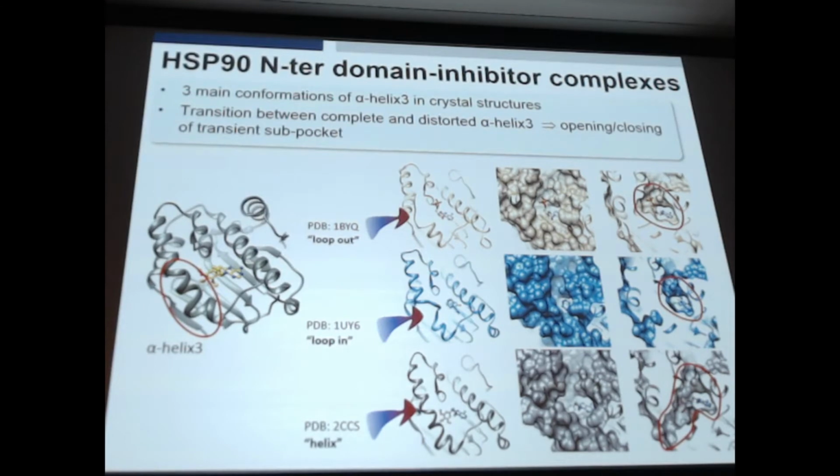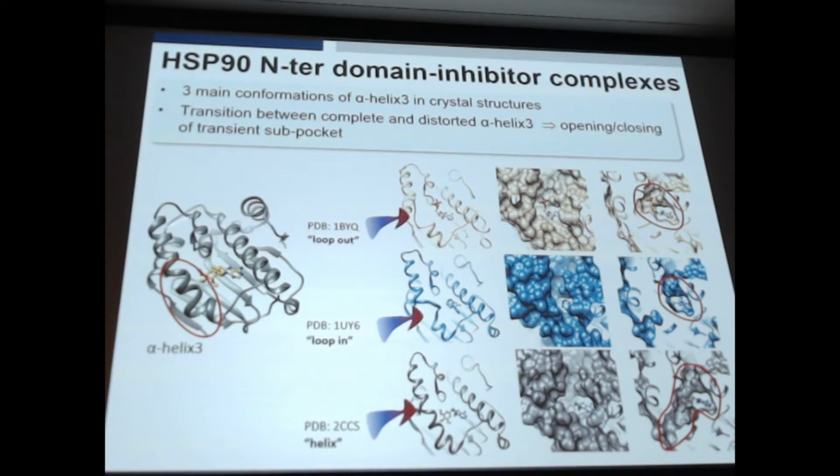Now let's go to a system where we have a bit more complicated determinants of the binding kinetics, in this case related to the protein conformational dynamics. So I'm going to talk here about heat shock protein 90, the N-terminal domain. Those of you who were here 2 days ago already had an introduction to this system.